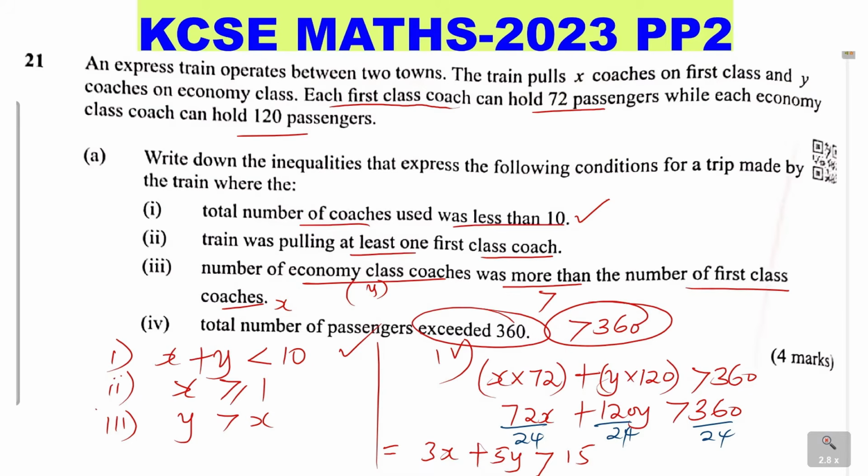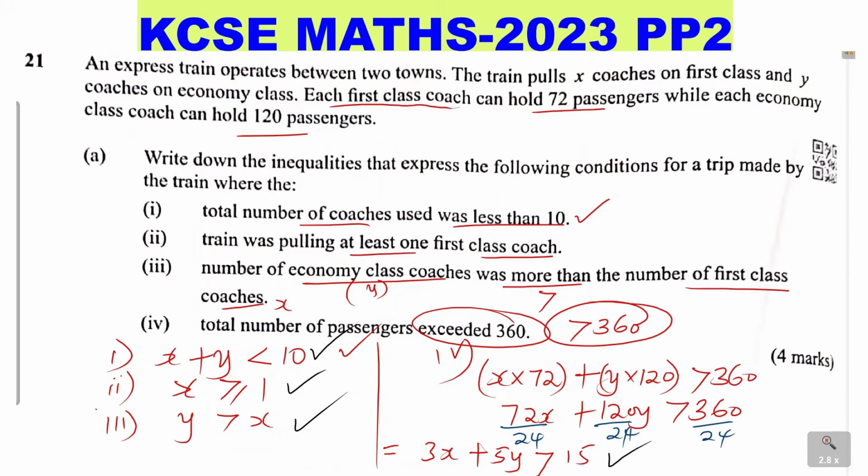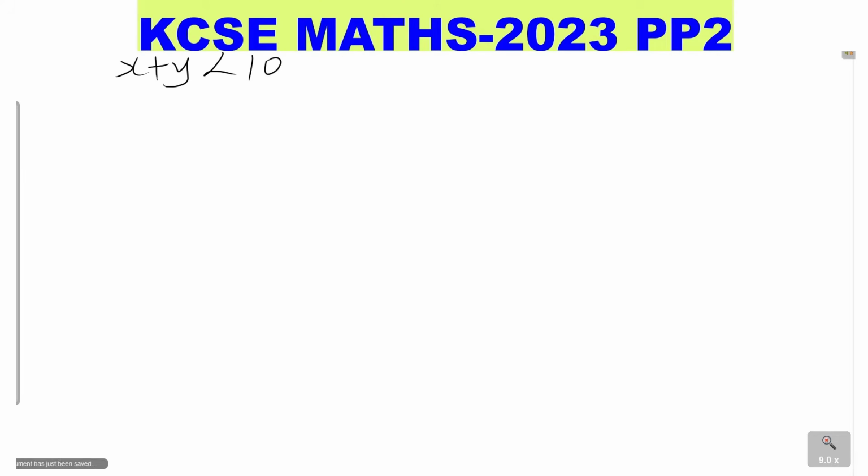So now we have all the inequalities. So the first one is here, the second one, the third one, and the fourth one. So after doing that, we proceed to the next part of the question. B, represent the inequalities in A on the grid provided. Now we represent these inequalities on that grid. So we have 4 inequalities, so we are supposed to draw 4 lines. So go to the first one, x plus y is less than 10. So x plus y is less than 10. So the line that you're going to draw here will be x plus y is equals to 10.